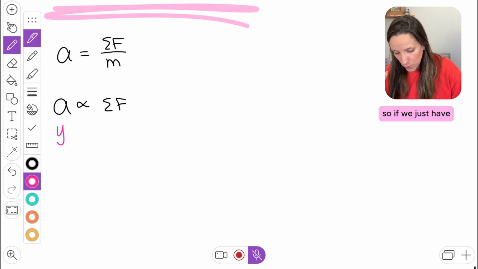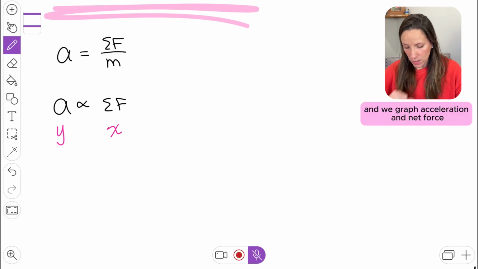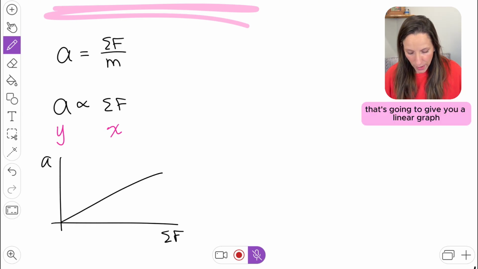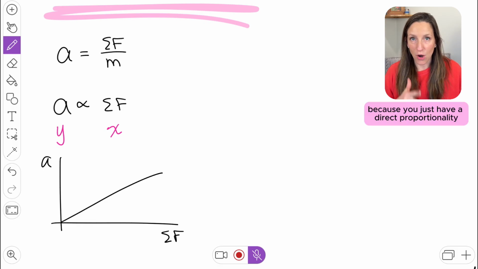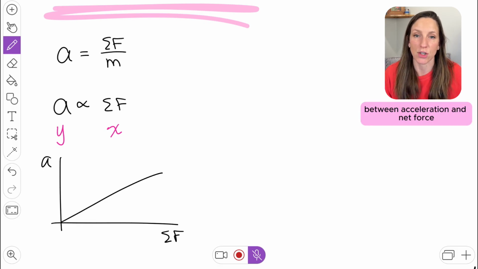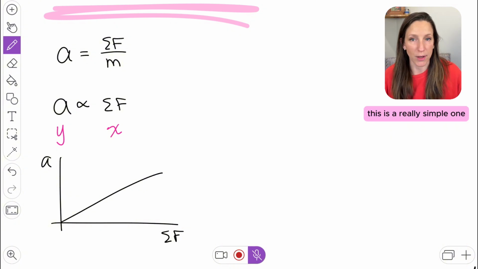So if we just have one thing on the right and one thing on the left, and we graph acceleration and net force, that's going to give you a linear graph because you just have a direct proportionality. There's a linear relationship between acceleration and net force. If you double net force, acceleration doubles. This is a really simple one.